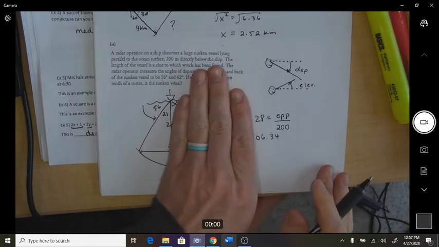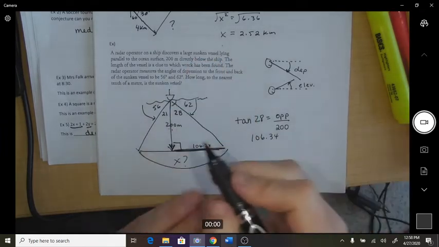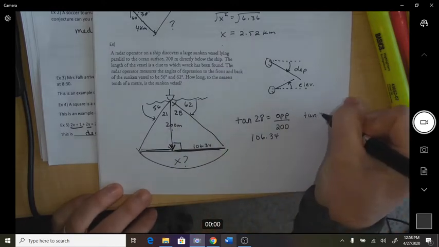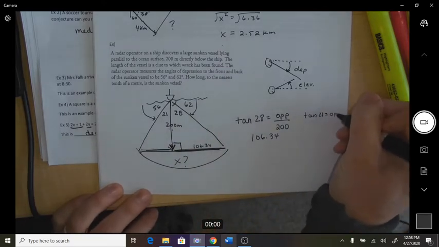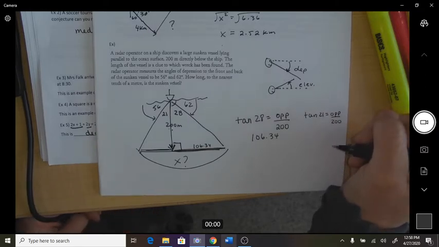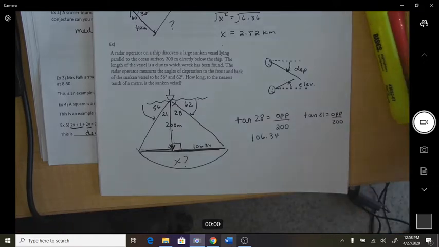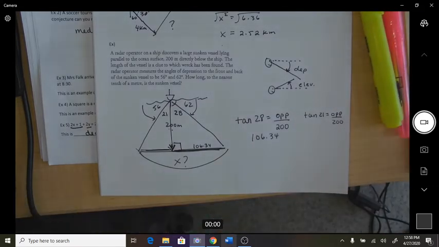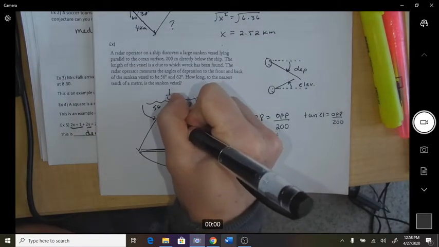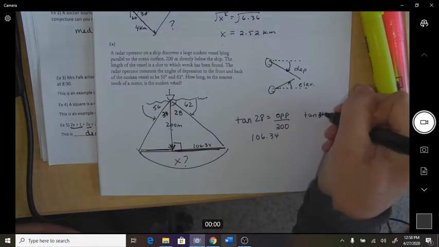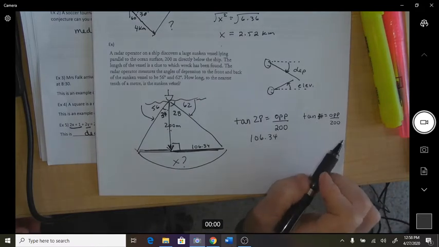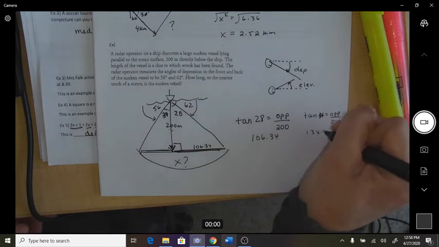Okay, now I'm going to cover that up and I'm going to do the same thing on this side. So I want to know the opposite of 21 and I have the adjacent to it. So tan 21 equals opposite over 200. Oh, I'm sorry, here we go. I did a wrong angle. 34. That makes 90. So tan 34 times 200 is 134.9.